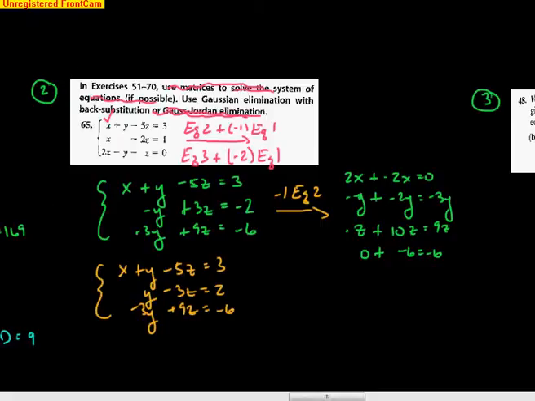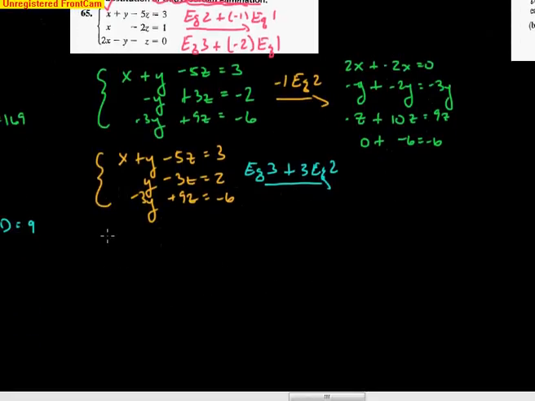And now what I'm going to do is I'm going to take equation 3, which is what I want to change. I want to get rid of this y. And I'm going to add to it 3 equation 2's. Okay. So equation 1 remains the same. Equation 2 remains the same. And now equation 3, here's the scratch work.